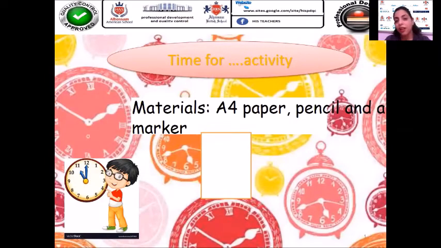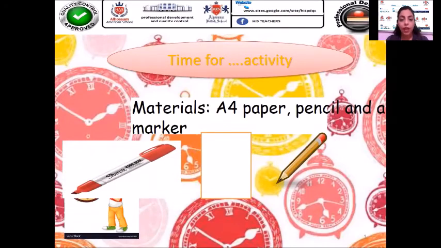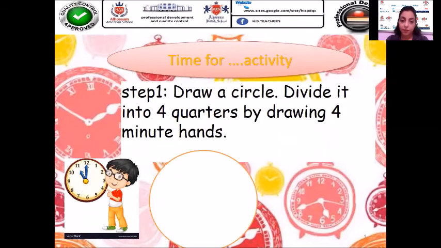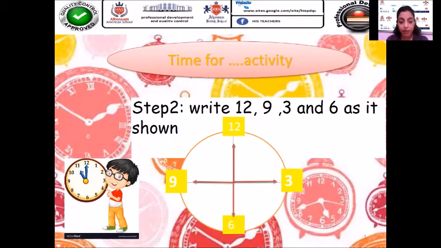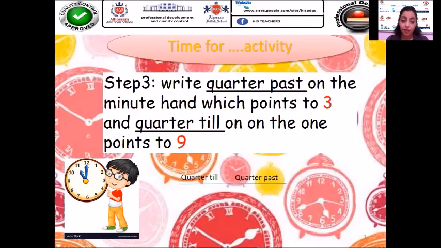We're done. This is time for our activity. The materials needed for this activity are an A4 paper, just a paper like that, and a pencil, and a marker. And then let's follow the steps. Step number 1, draw a circle divided into 4 quarters by drawing 4 minute hands, like that. Then write the numbers 12, 9, 3, and 6 as shown, from each side. Top, bottom, right, and left.